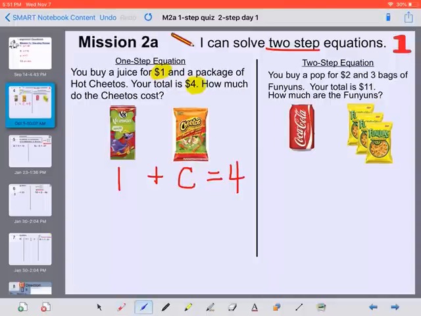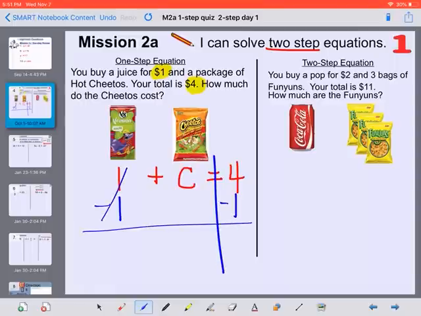And we need to now solve this. I know some of you could do this in your head, but if we solved it, all we're doing is subtracting 1. If we do it the mathematical way, we have 4 minus 1 gives us 3. So we know that we're spending $3 on the hot Cheetos. Okay, I know some of you can do 1 plus what equals 4 and know it's 3, but showing your work, because when we get to two-step equations, or next year when you get to multi-step equations, it's going to be a lot easier if you show your work.